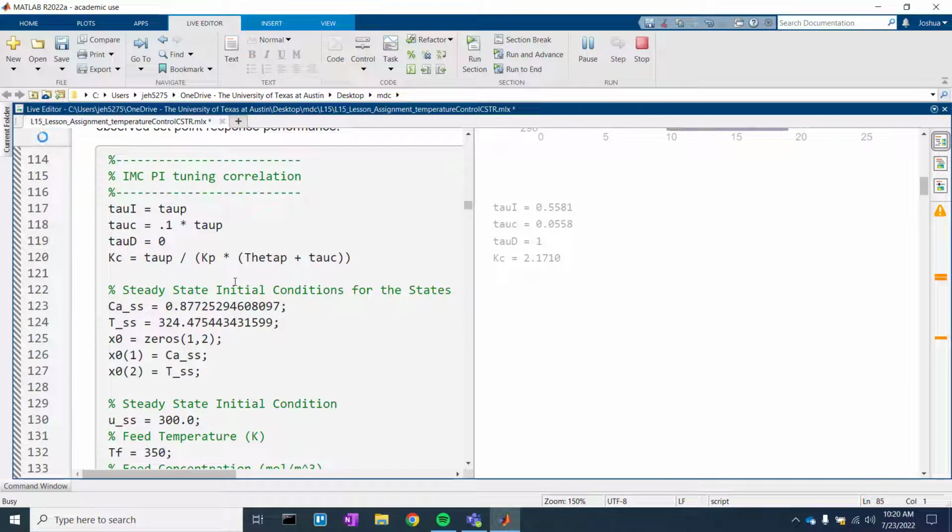One is we have our controller. Now we're going to start looking at the output. We're going to design that controller. Or I should say we've designed the controller. Now we're going to tune it.